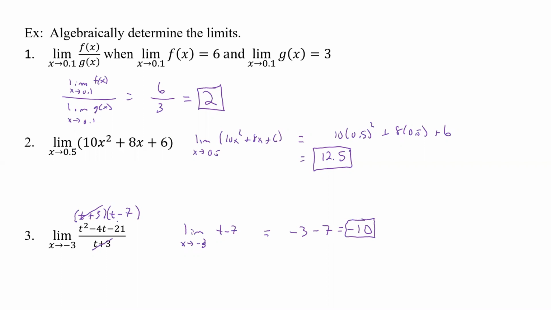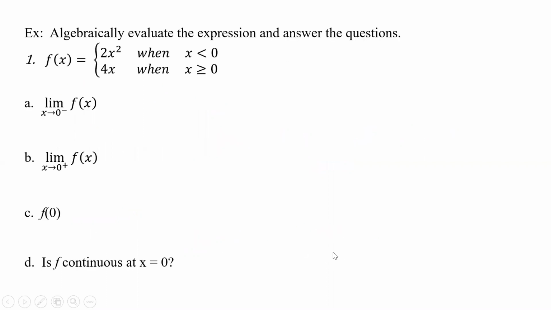So we had to first do the factorization, then cancellation, and then substitution. All right, this one is also something similar. Algebraically evaluate the expression and then answer the questions. We have a two-piece function: 2x squared when x is less than 0, which is a parabolic part, and 4x when x is greater than or equal to 0, which is a linear part.